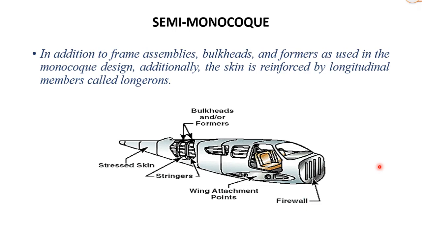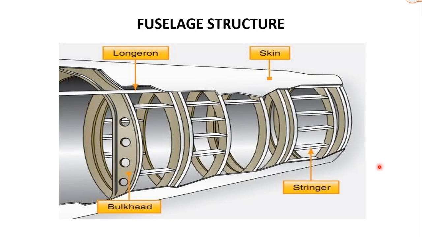So this is semi-monocoque. So now we'll understand how the loads are transmitted. These are the typical parts of a fuselage: skin, longeron, bulkhead and stringers. We also have frames, formers and rings.